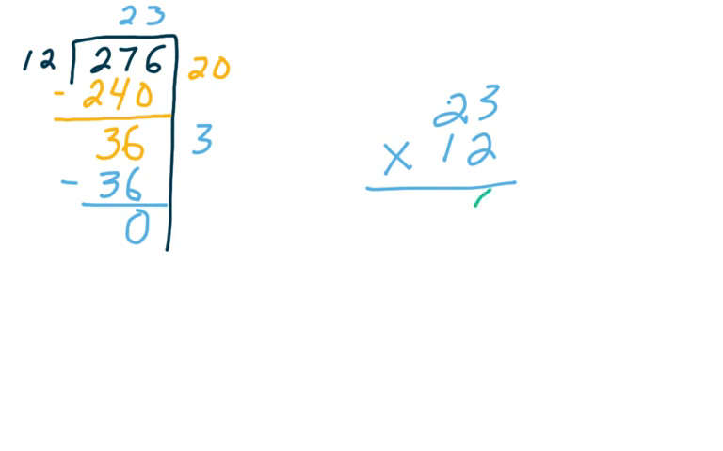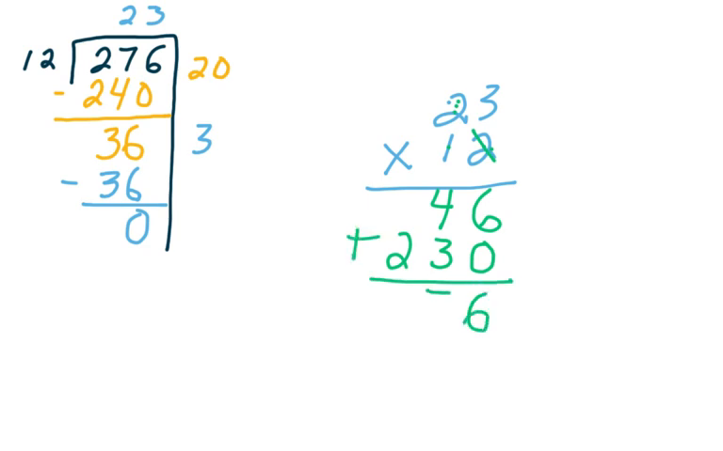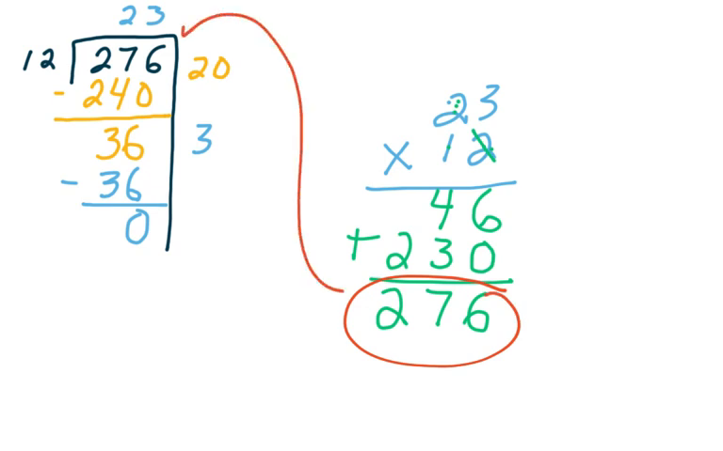So 2 times 3 is 6. 2 times 2 is 4. Don't forget the 0 placeholder. I'm done with my 2. 1 times 3 is 3. 1 times 2 is 2. When I add, I see I have 6 ones, 7 tens, 2 hundreds, and clearly my product matches my dividend, so this one is correct. Okay, that's the quick version.